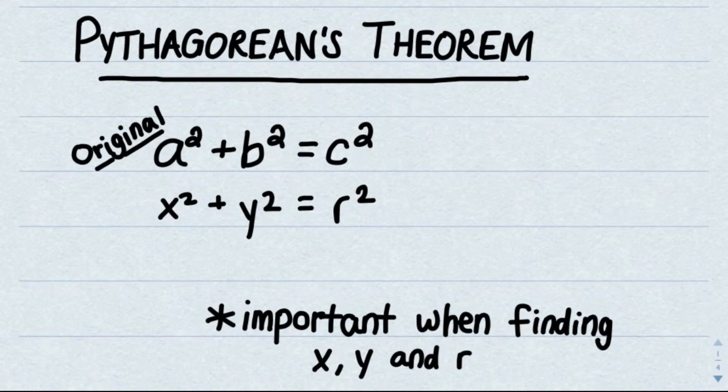In order to find the missing x, y, and r, we will be using a famous equation known as Pythagorean's theorem, with three variables in the equation, so it will fit nicely. In this case, instead of the original equation, we will have it set up as x squared plus y squared is equal to r squared.